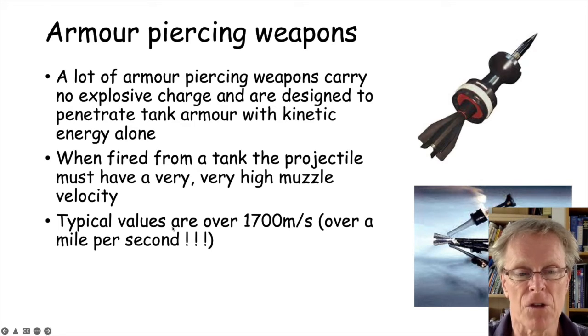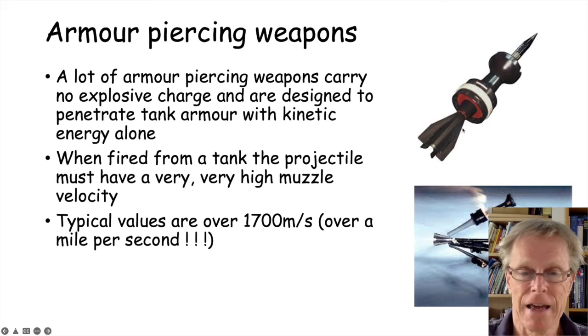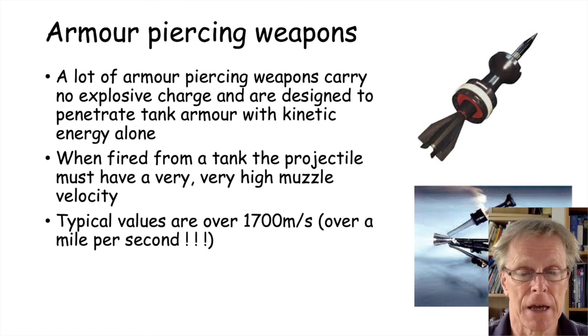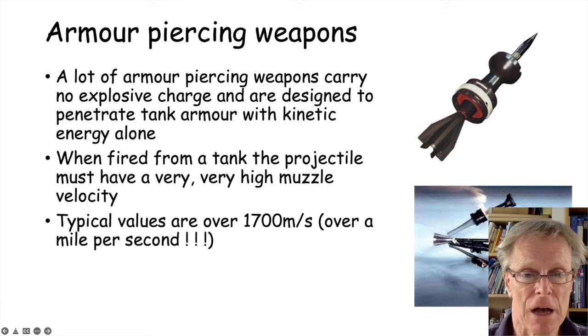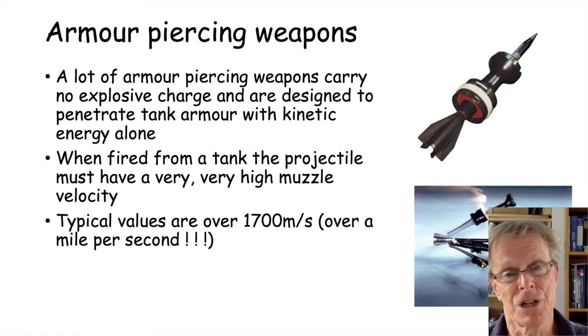The typical values are over 1700 metres per second, which actually works out to over a mile a second. Incredibly fast. And when something that fast hits some armour plating, it can penetrate it, or cause damage to take out the tank. The sabot itself comes off after the weapon leaves the barrel, and you're just left with this long, slender dart with a colossal amount of kinetic energy, which is dissipated when it hits the tank.